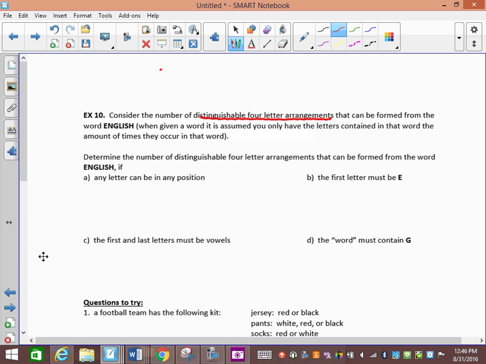Determine the number of distinguishable 4-letter arrangements that can be formed when any letter can be in any position. So there's no restrictions. When there's no restrictions, you can do it in any order. When you have restrictions, you have to do the restrictions first. Remember I said that yesterday. So we have a 4-letter word.